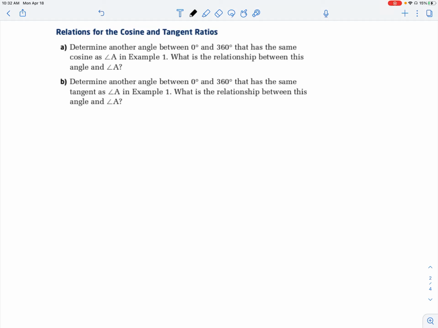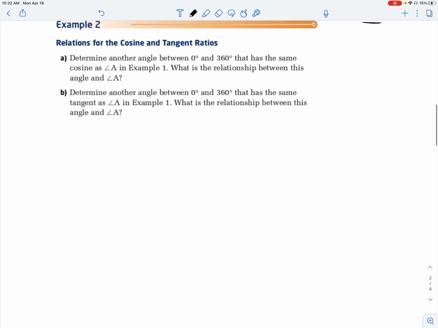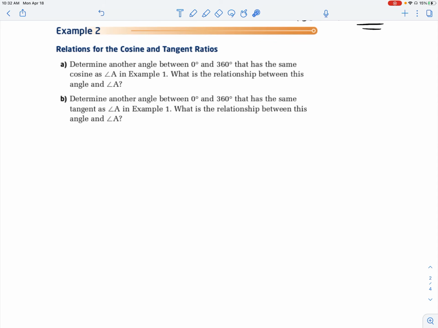Hi, welcome to our second video for 4.2 coterminal and related angles. In this example, it says relations for cosine and tangent ratios. So let's look at part A. It says determine another angle between 0 and 360 that has the same cosine as angle A in example 1. What is the relationship between this angle and angle A?